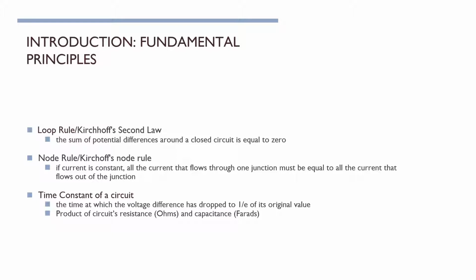Next is the node rule, or Kirchhoff's node rule, which states that if a current is constant, all the current that flows through one junction must be equal to all the current that flows out of the junction. Last is the time constant of a circuit. This is the time at which the voltage difference has dropped to 1 over e of its original value. It's the product of the entire circuit's resistance in ohms and its capacitance in farads.